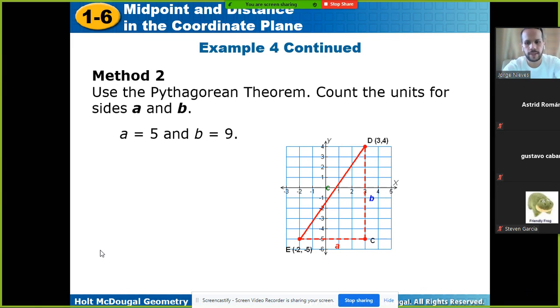Okay, so let's see it. C squared is equal to A squared, which is 5 squared, plus B squared, which is 9 squared. Do you see we're going to have the same answer? So 25 plus 81 again is going to be 106.